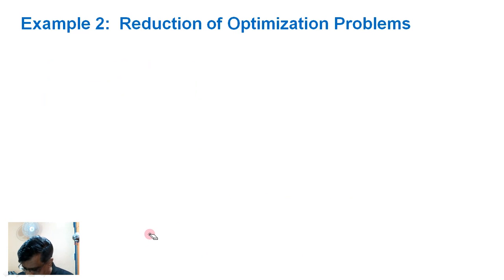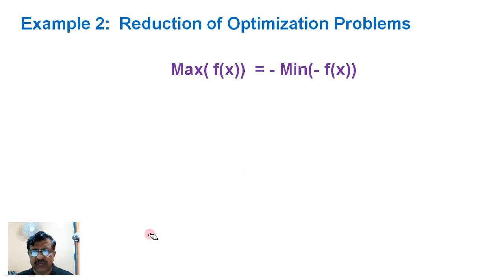Reduction of optimization problems. Here is a problem. Let us say there is a situation wherein we need to minimize. Optimization problems will either end up in minimization or maximization. Let us presuppose such a situation wherein you know only the minimization algorithm, and the problem in hand is a maximization problem.